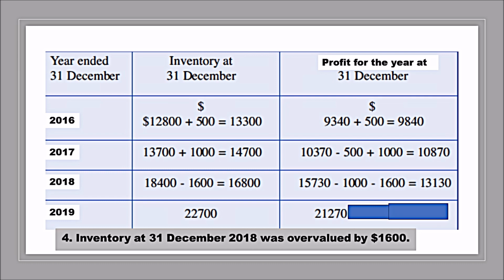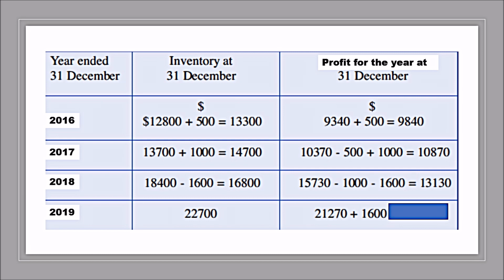$13,130. And we did mention earlier that any correction in closing inventory would lead to a correction in opening inventory in the following year. Since we deducted from the closing inventory, we need to deduct in the opening inventory of the following year. Hence, that would lead to an addition to the profit by 1,600.